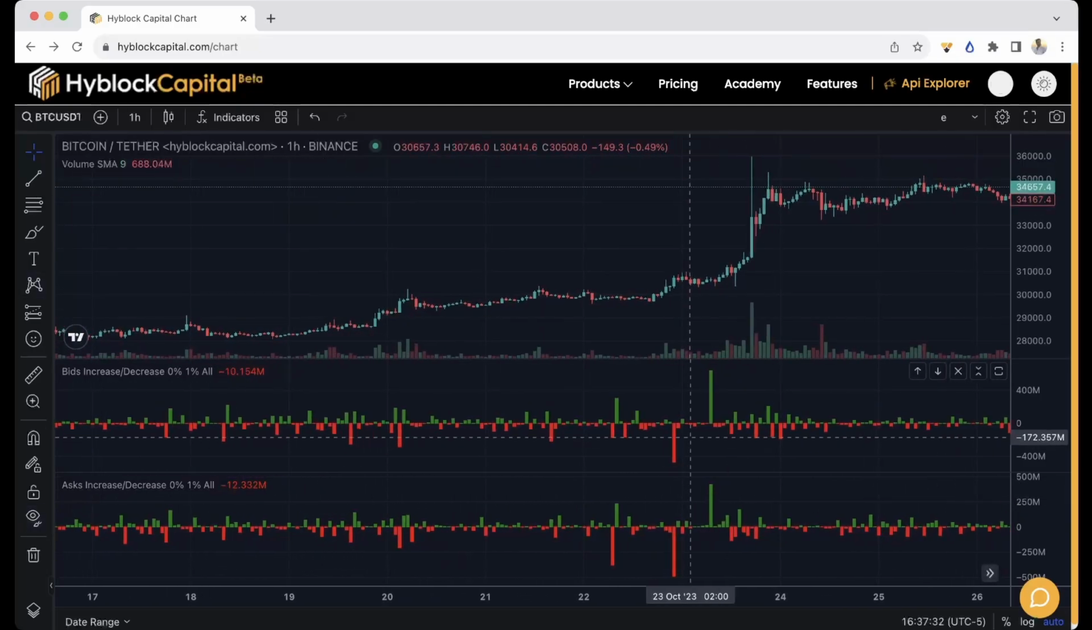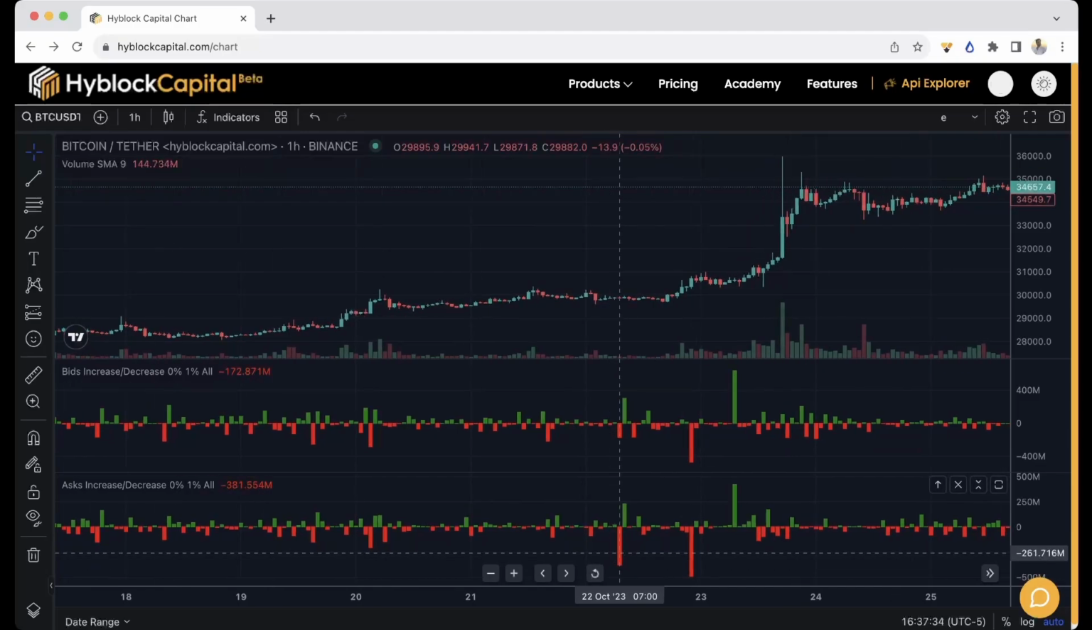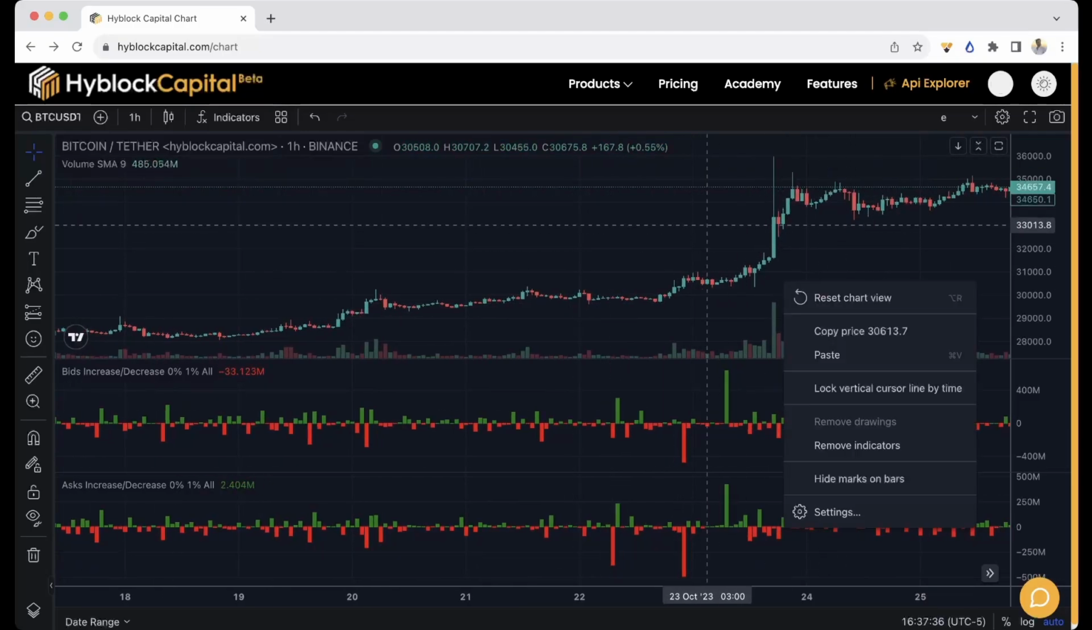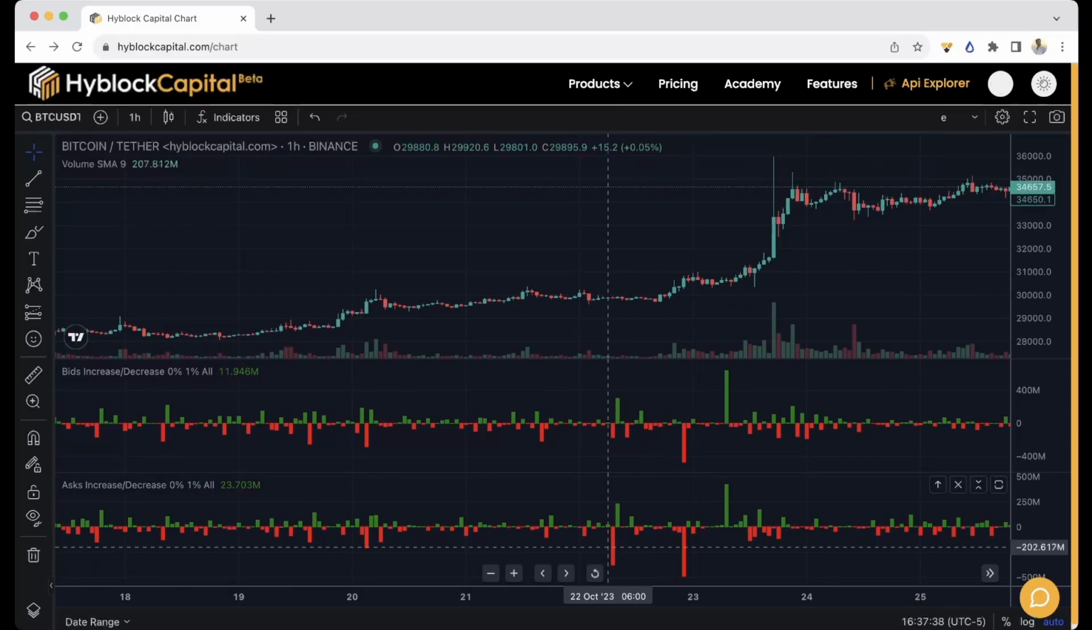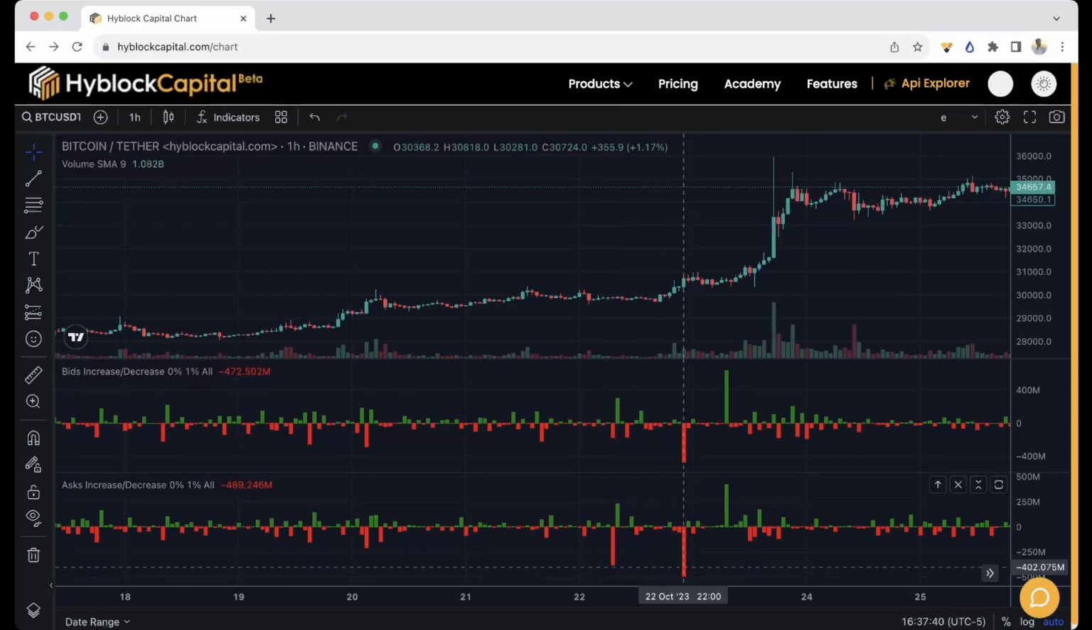Now, if we look at this right here, you can see that right before this pump, there's a lot of interesting things happening. Look, there's first a lot of decreases in offers. Do you see this? So first of all, where I'm highlighting, offers decreased on the 1% depth by 490 million in 1 hour, and bids only decreased 472 million. Here you can see that offers decreased by 381 million, bids decreased by 172 million.